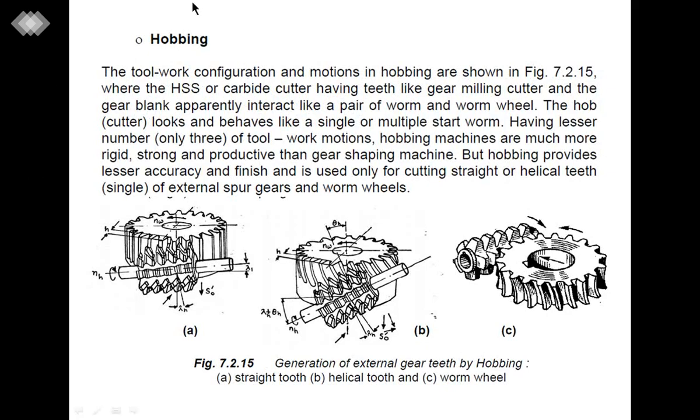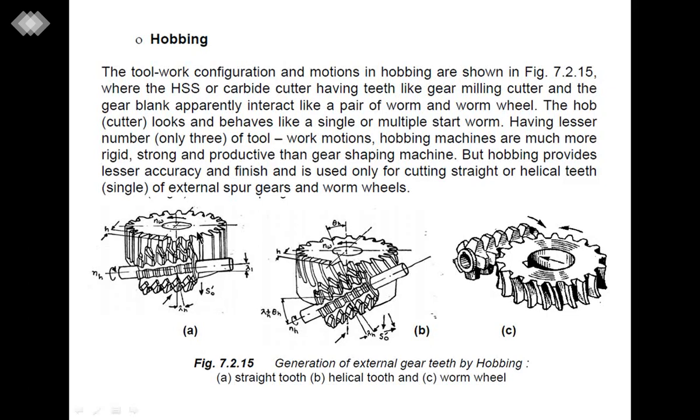The next process of gear manufacturing is gear hobbing, where the HSS or carbide cutter, having teeth like a gear milling cutter, and the gear blank interact like a pair of worm and worm wheel. The hob or the cutter looks and behaves like a single or multiple start worm, having a lesser number of teeth. The hobbing machines are much more rigid, strong and productive than gear shaping machines, but hobbing involves lesser accuracy and finish and is used only for cutting straight or helical teeth of external spur gears or worm wheels.